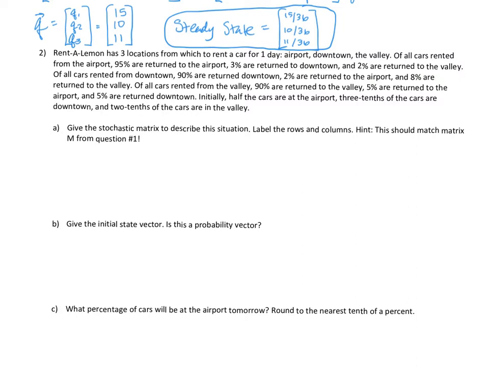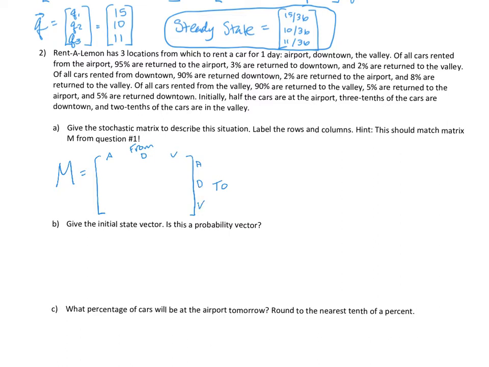So we're going to call it M for matrix. And I have from, where I'm renting from, and where I'm returning to. Okay. So let's see. I have airport, downtown, and valley. Airport, downtown, valley. Airport, downtown, valley.